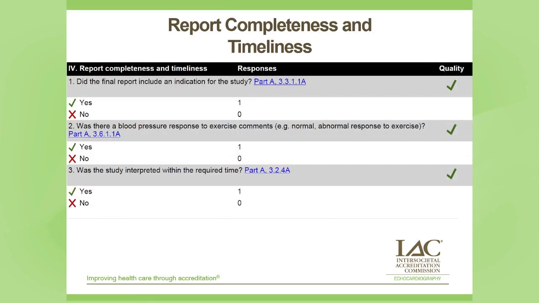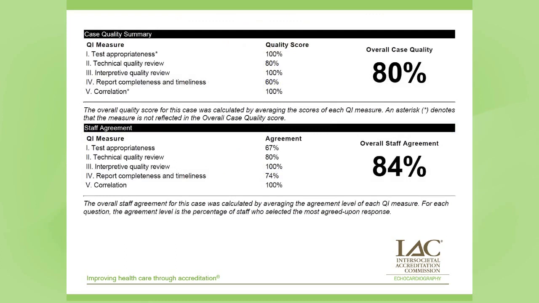And then here's report timeliness and completeness. Pretty simple. Did the final report include an indication? Questions like that. At the end of this report, with all the agreement and the comments, you will get an overall case quality and overall staff agreement score. Each case is scored on these two things. Please keep in mind that it's better to assign more than one person to an assessment. If you don't, your agreement score will be 100%, which isn't really helpful when trying to decide what variability there is between reviewers. This is also great information to present and discuss during your QI meetings. So why didn't you all agree on this? I'm sure you're going to find that these discussions are really interesting and helpful in identifying any areas that need improvement.